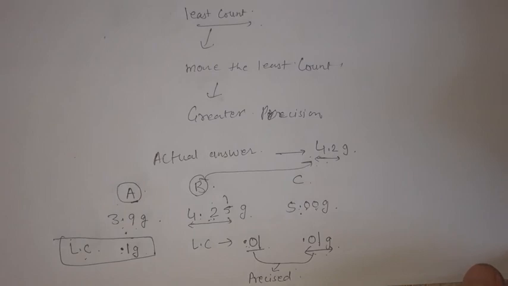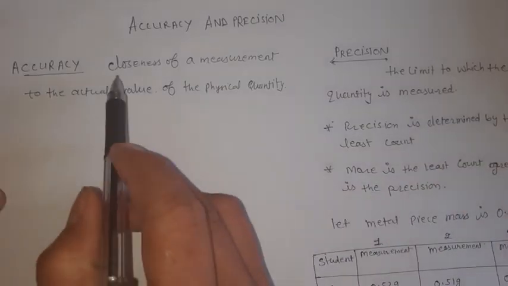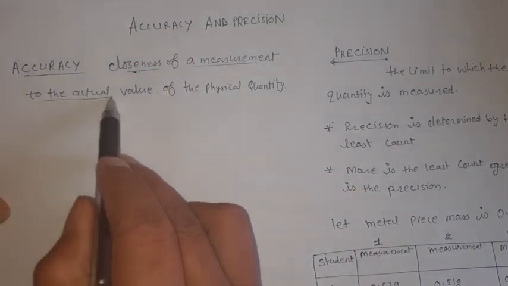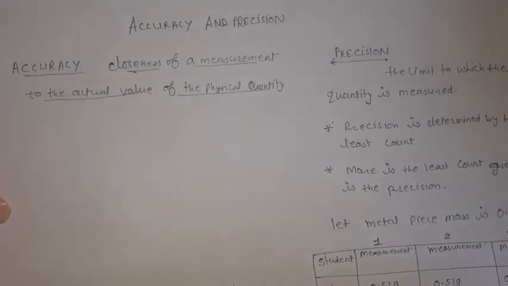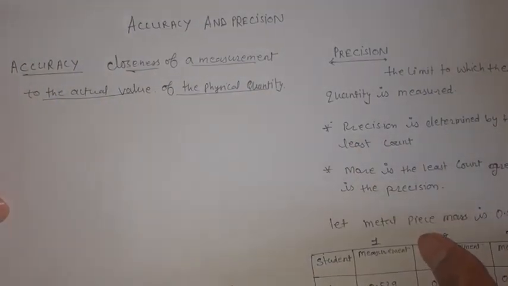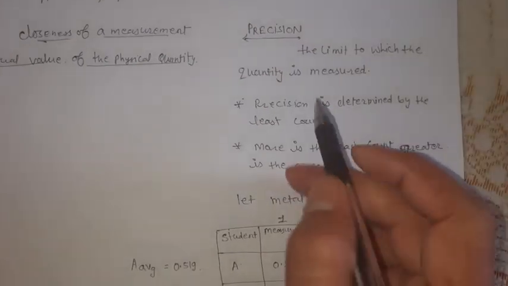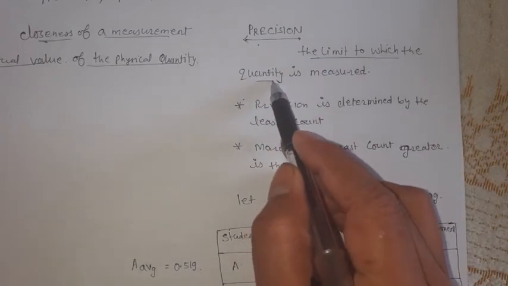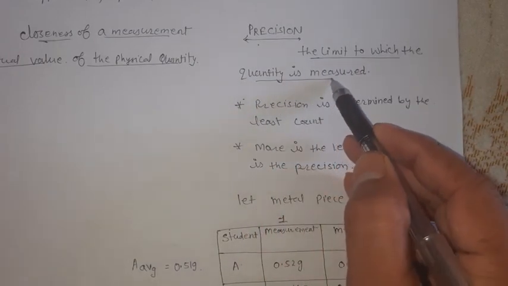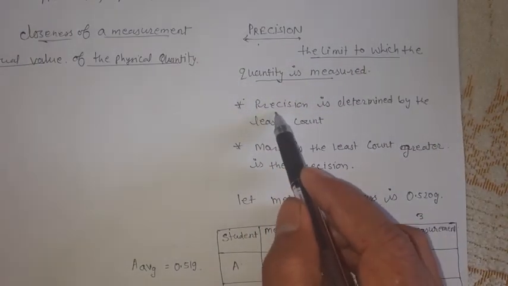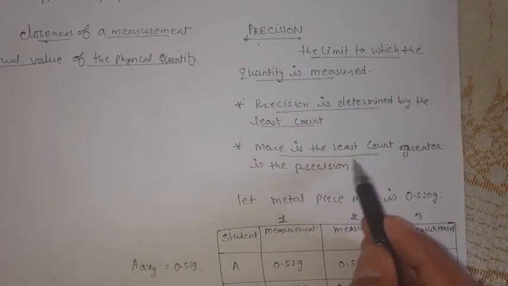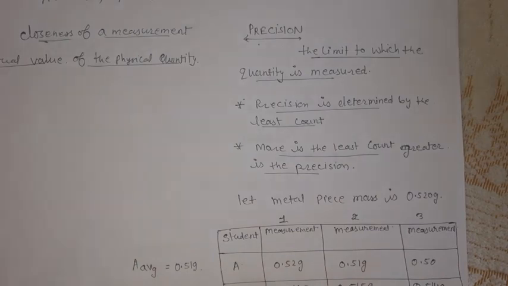Okay, so let us look at what accuracy is. Accuracy is the closeness of a measurement to the actual value of the physical quantity. And precision is the limit to which a quantity is measured. It is determined with the help of least count. The more the least count, the greater the precision.